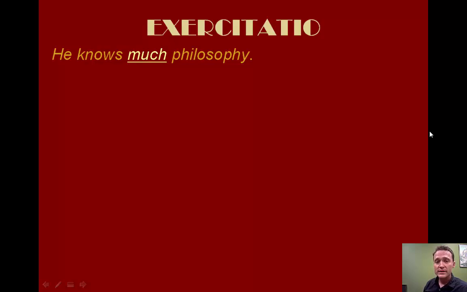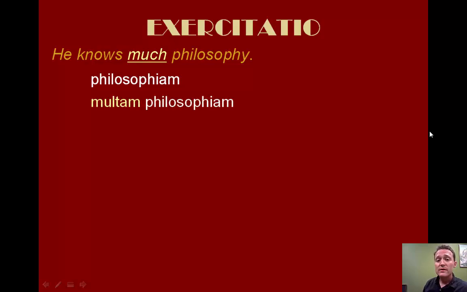Now, let's think to ourselves, that word philosophy, what is philosophy doing in that sentence? He knows much philosophy. Philosophy is receiving the action of that verb know, because it's what he knows. And so therefore, it is going to be our direct object, and in Latin we use the accusative case to express that. Hence we have philosophiam. Notice that accusative ending. Much, since it has to agree in gender, number, and case, is going to be multum philosophiam. He knows multum philosophiam. He knows much philosophy.